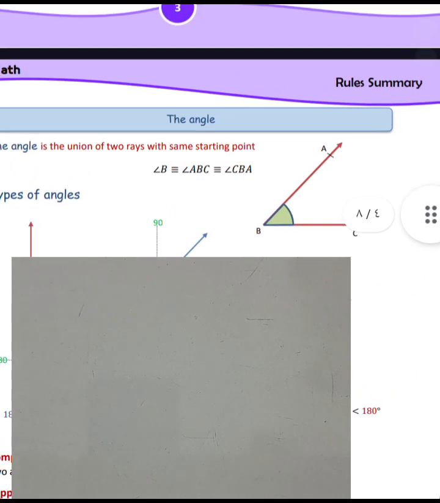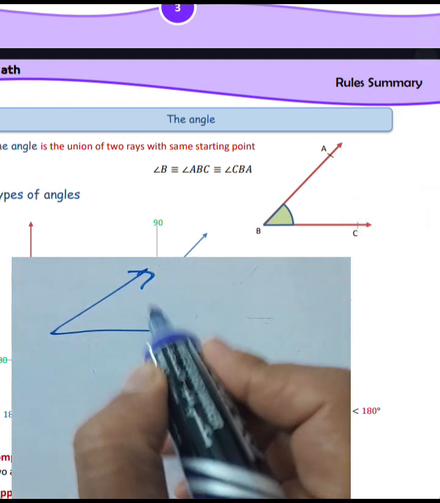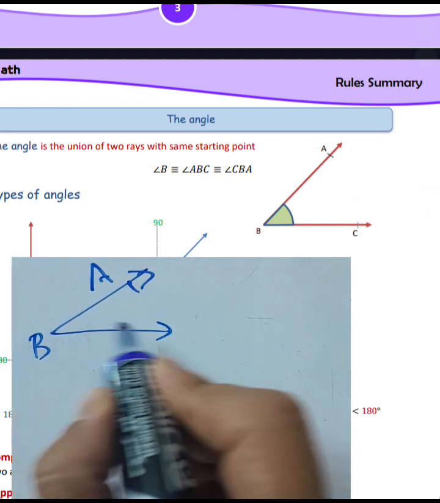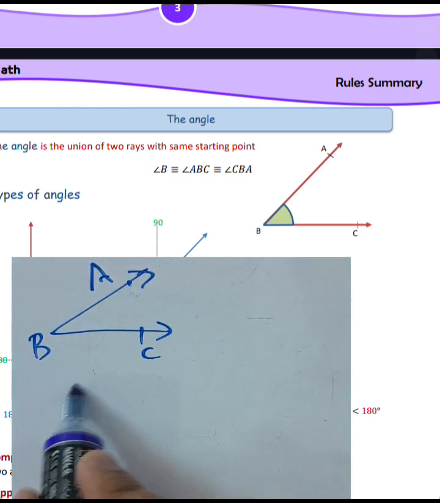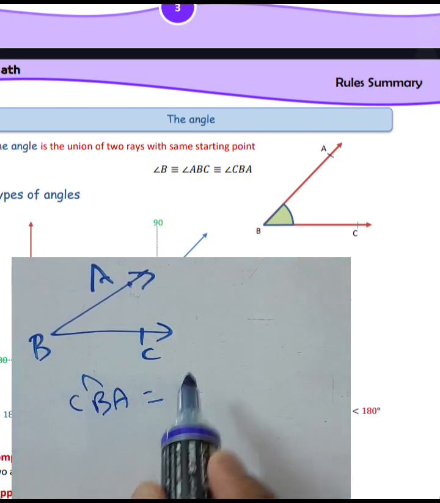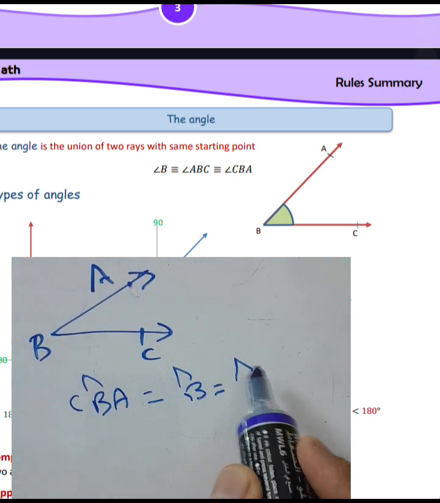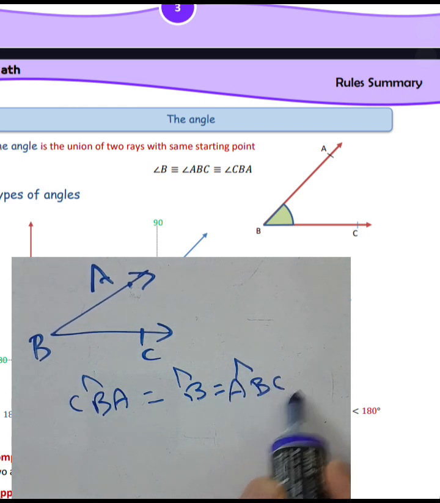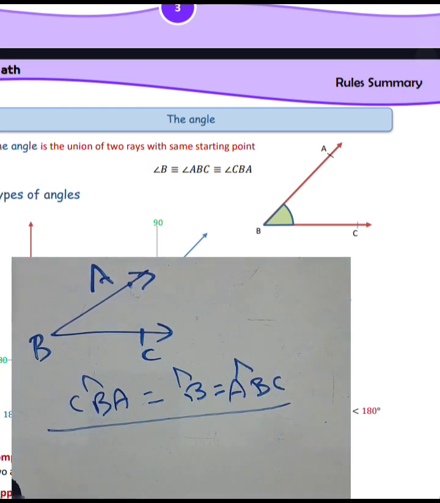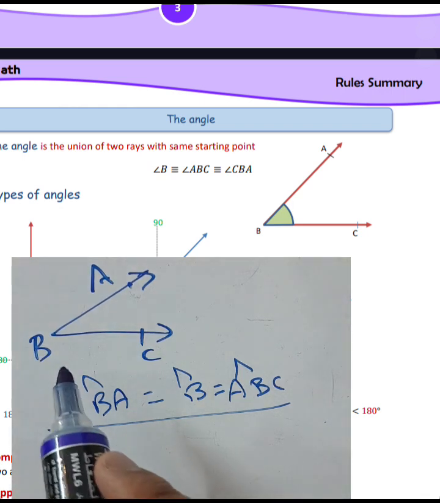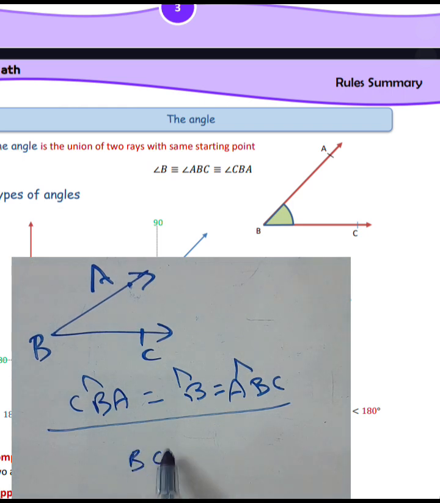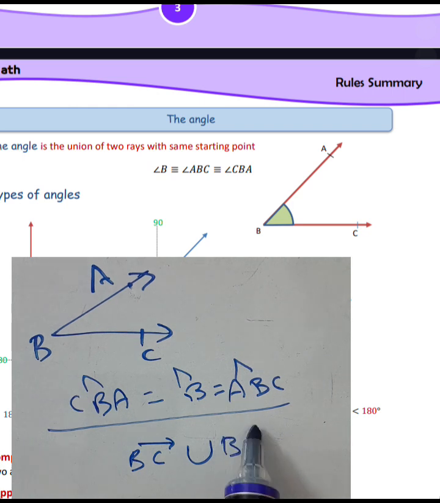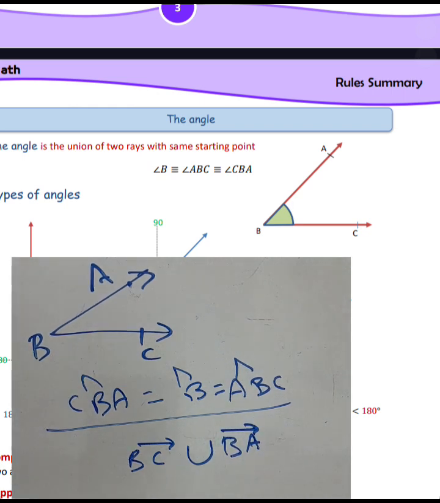This angle ABC, we can call it ABC or CBA. Angle B or angle ABC, we can call it. Then the angle is the union of two rays with the same starting point. We have ray BC union ray BA at the same point B.